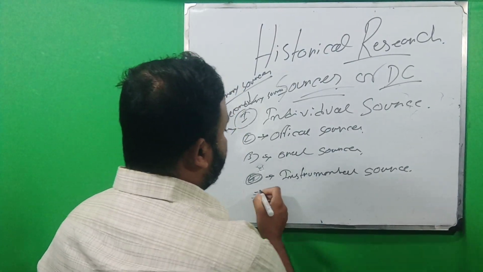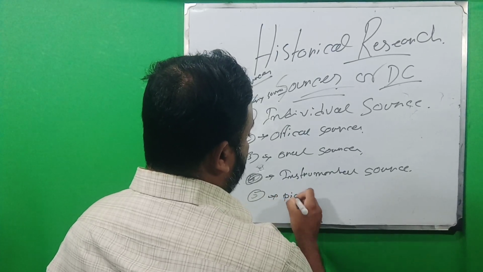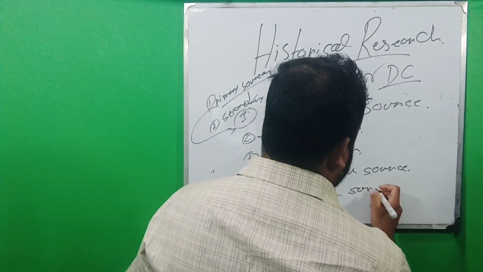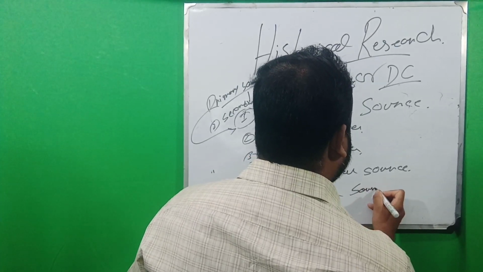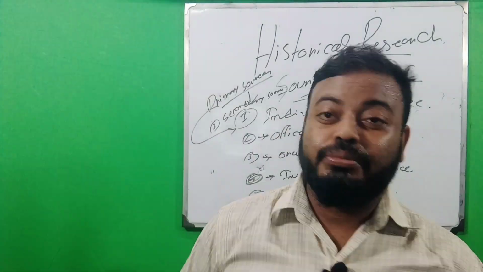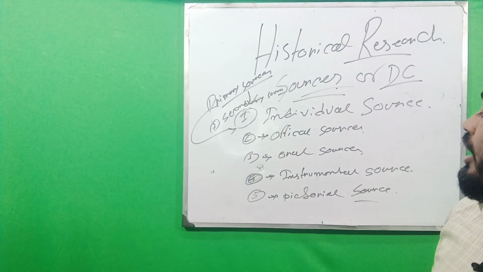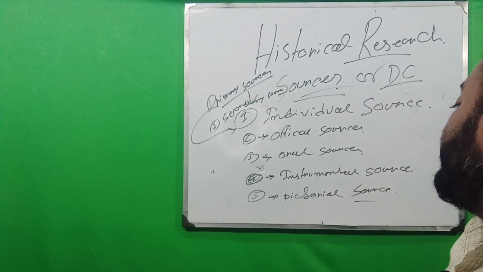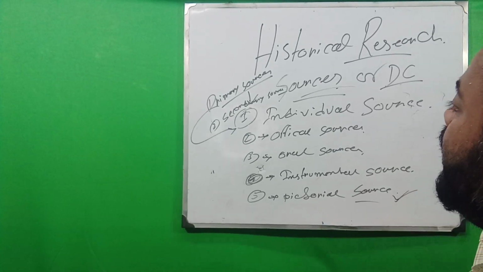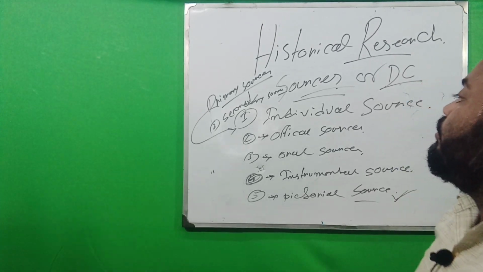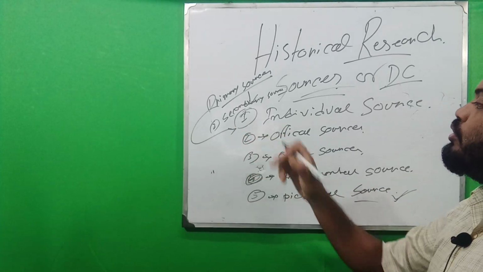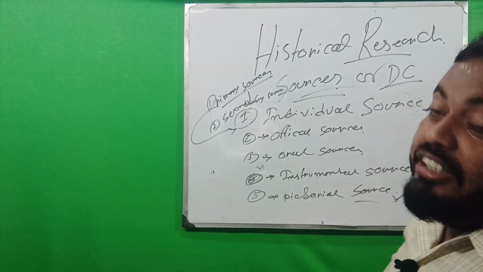Next, number five is pictorial source. Pictorial source means there are some pictures related here. When collecting data from this pictorial source, the researcher must be aware that this is a primary source of the data. So we are clarifying here that those five items are the primary sources of historical research.